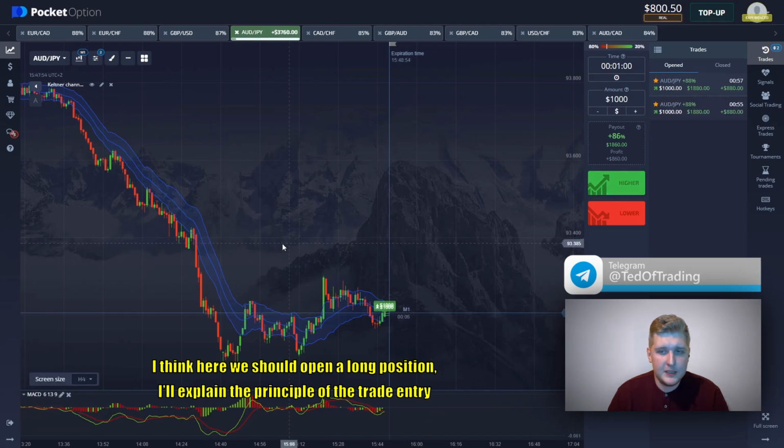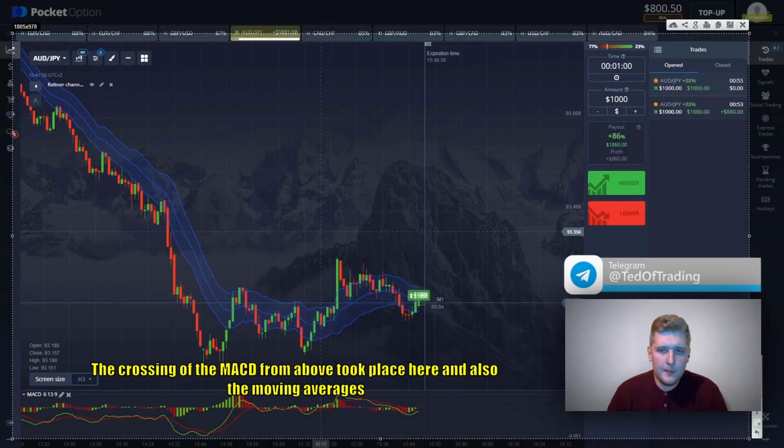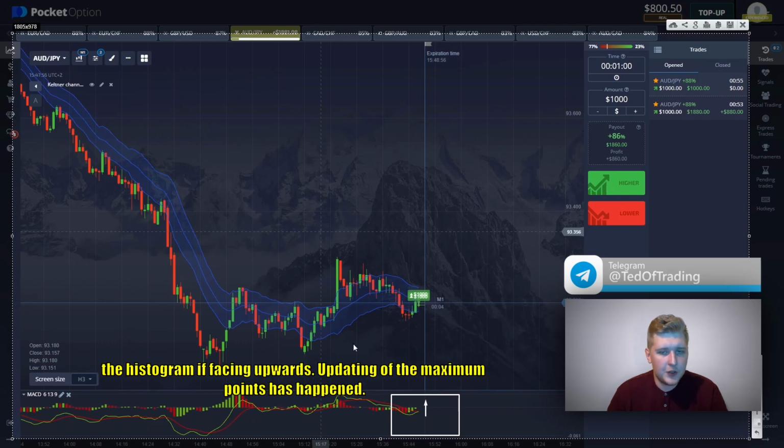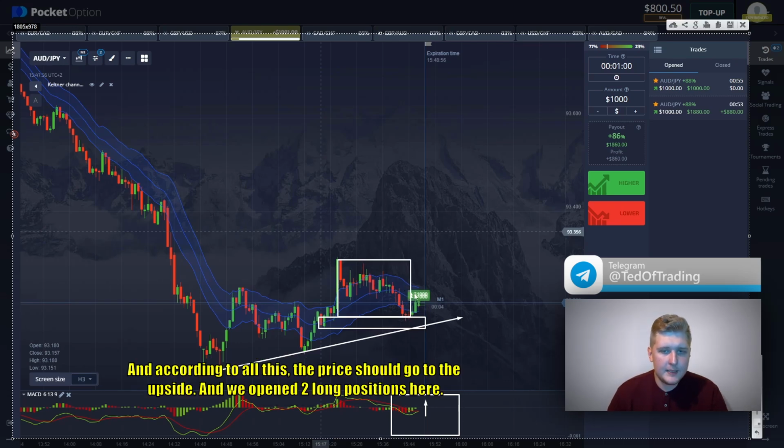I'll explain the principle of trade entry, guys. The crossing of the MACD from above took place here, and also the moving averages, the histogram is facing upwards, updating of the maximum points has happened. The support zone played out here. Also, we see the correction from the zone into the outer channel movement according to the Keltner. And according to all this, the price should go to the upside, and we open two long positions here.